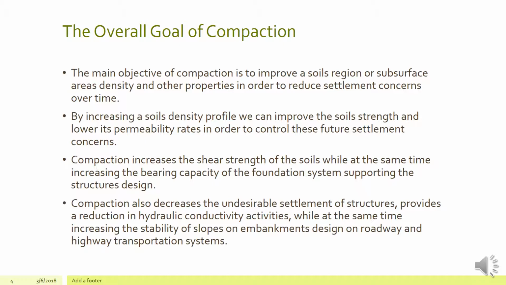Compaction increases the shear strength of the soils, while at the same time increasing the bearing capacity of the foundation system supporting the structure's design. Also, compaction decreases the undesirable settlement of structures and reduces hydraulic conductivity, while increasing the stability of slopes on embankment designs on highway and roadway transportation systems. So again, the main objective is to get the soils back together, forcing them back together as best we can so that we don't have settlement concerns later on.